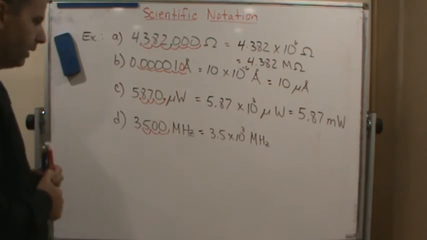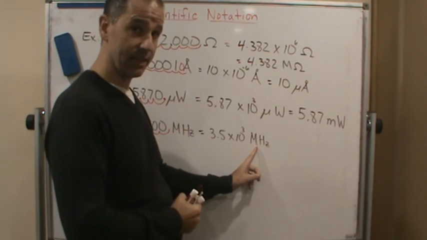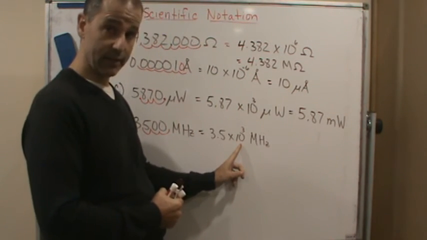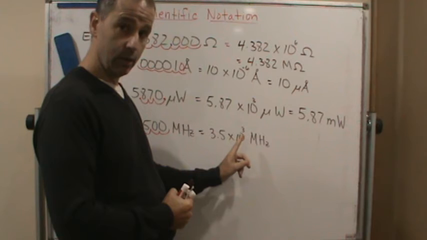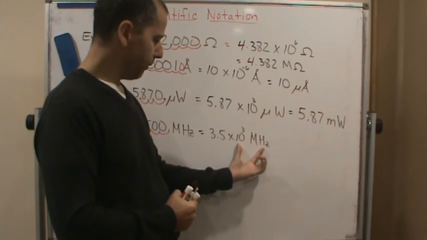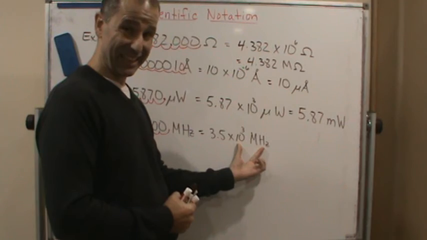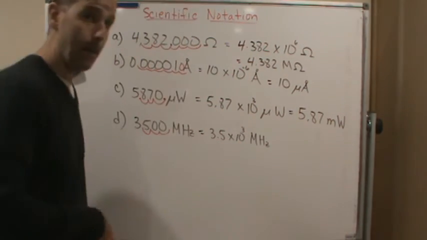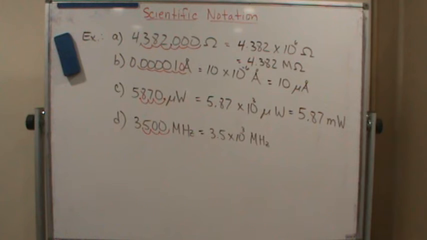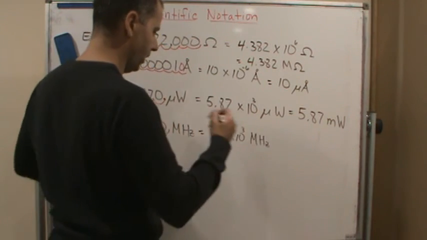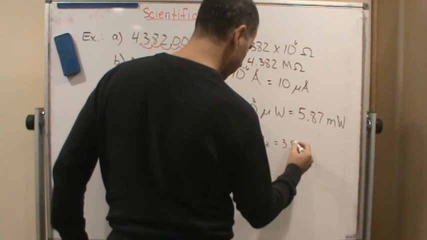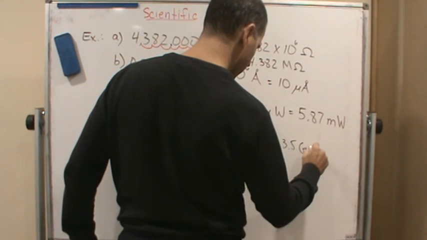But now I've got mega, which is 10 to the sixth, and times 10 to the third. So now I'm going 3 more place values. So now it becomes 10 to the ninth. And so 10 to the ninth is billions. And so in the billions, we use the prefix giga. So this would be 3.5 gigahertz.